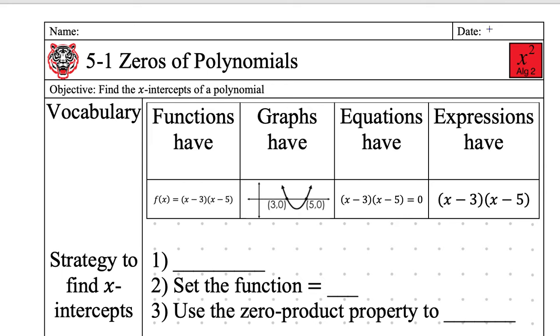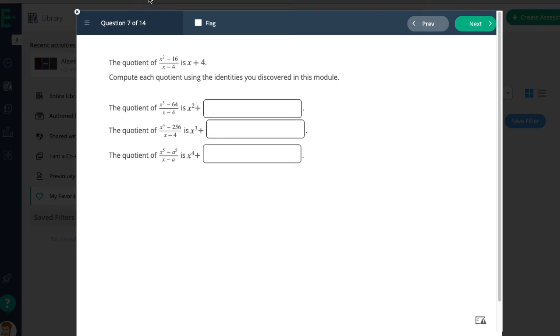All right, today is Tuesday, November 12th, 2019. We just came back from our 3-day weekend. We are talking about our new unit, Zeros of Polynomials. By the way, the unit guide is up online right now. The unit guide is super short.